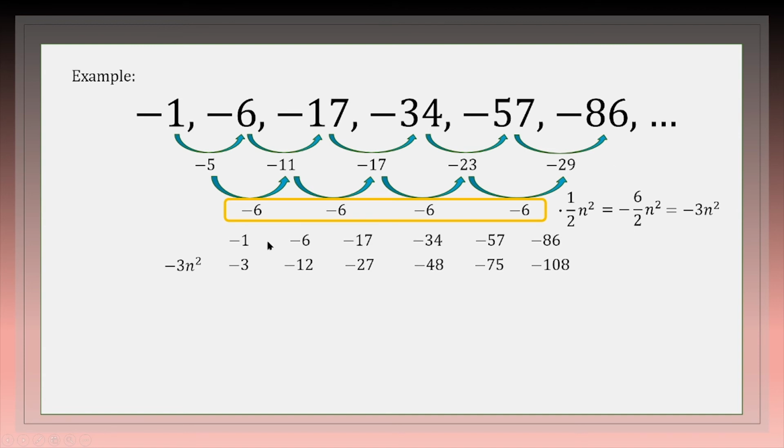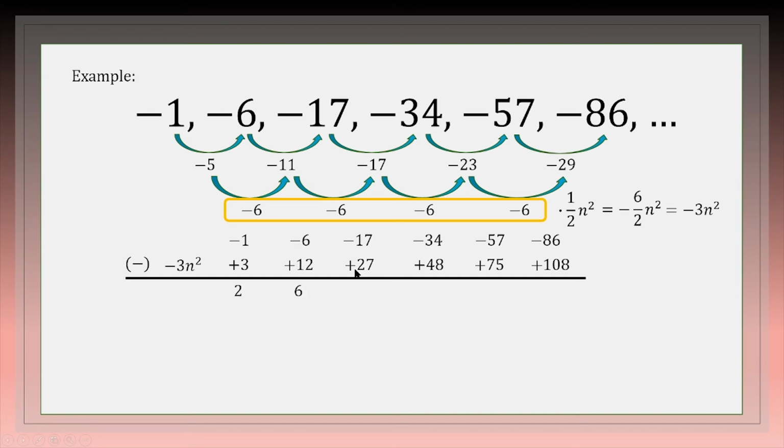Subtract natin. So, pag sinubtract natin yan, so yung negative 3, negative 12, negative 27, negative 48, negative 75, negative 108, magiging positive. Okay? Pag pinag-multiply natin yung sign. So, proceed na tayo. Negative 1 plus 3 is positive 2. Negative 6 plus 12 is positive 6.